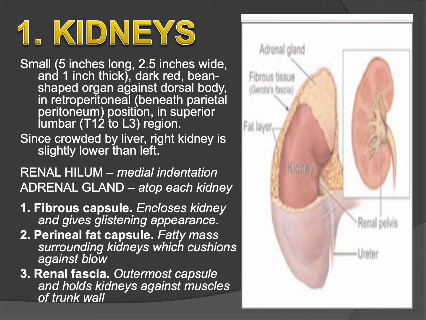Now, the kidney has three protective layers. Deep to superficial, they are as follows. The fibrous capsule encloses the kidney and gives it the glistening appearance. The perirenal fat capsule is a fatty mass which surrounds the kidneys and cushions against blows. The renal fascia is the outermost and holds the kidneys against the muscles of the trunk wall.